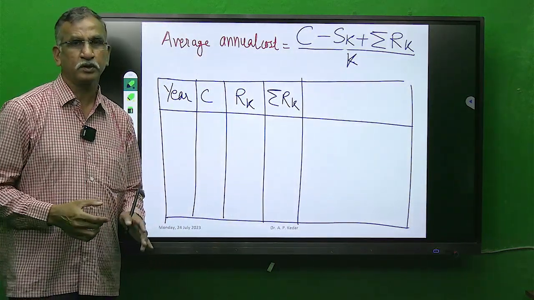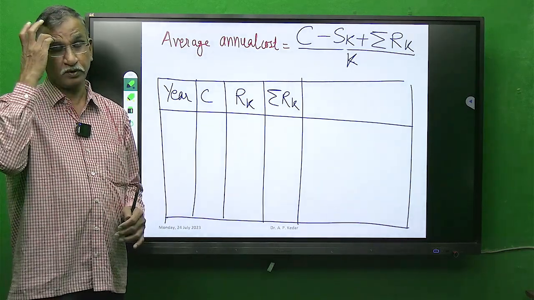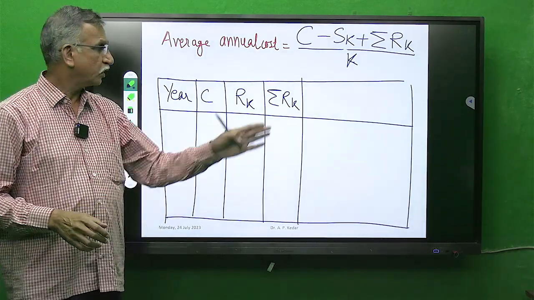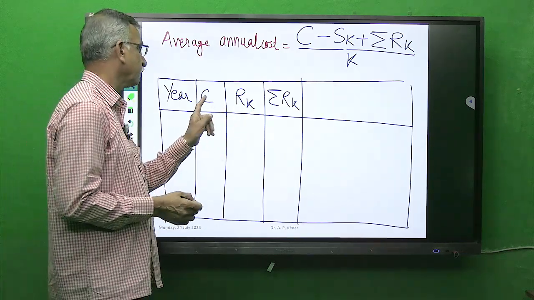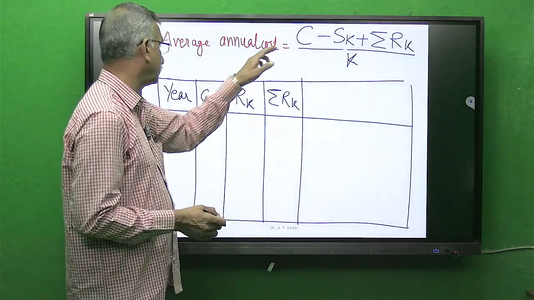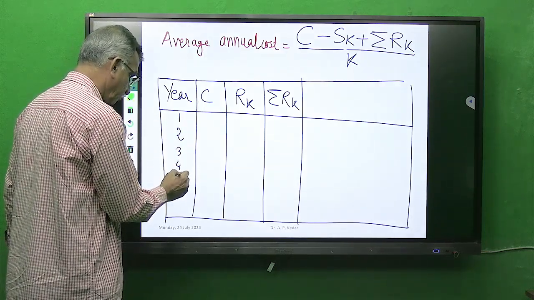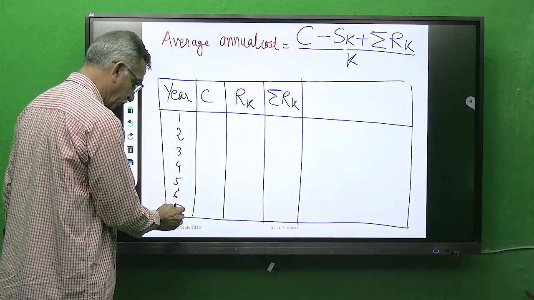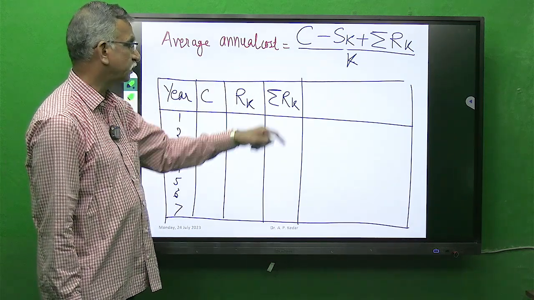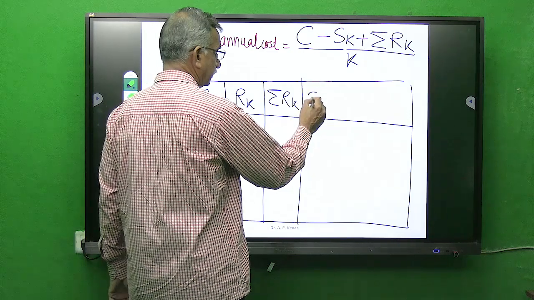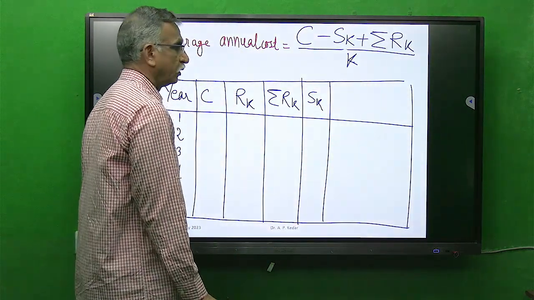And if you are using, in exam you cannot use definitely computer, but in real life, whenever you are in some industry, you can definitely use Excel for this simple tool. RK, so I am ready with, now my years will be from 1, 2, 3, 4, 5, 6, 7 like that. C, RK, summation RK, then SK. SK is given. Then what we'll do?